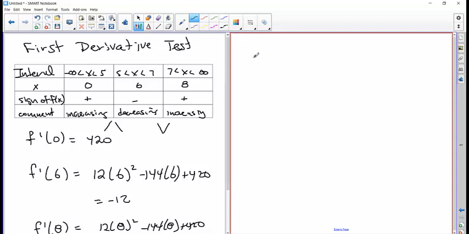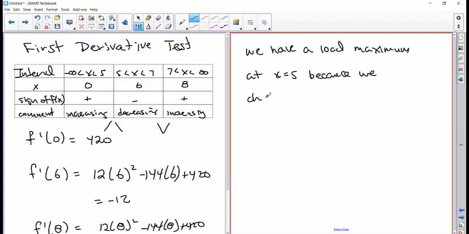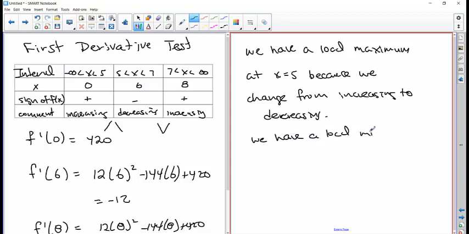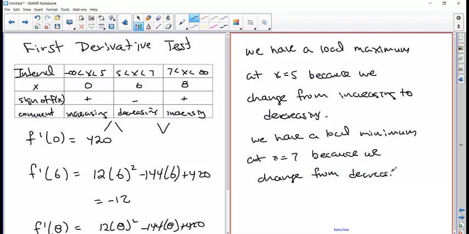So if I want to use the first derivative test, I can say we have a local maximum at x equals 5 because we change from increasing to decreasing. And we can do the same thing. We have a local minimum at x equals 7 because we change from decreasing to increasing.